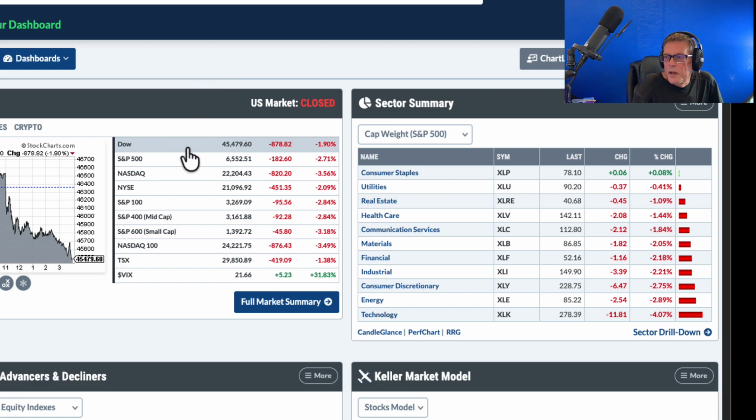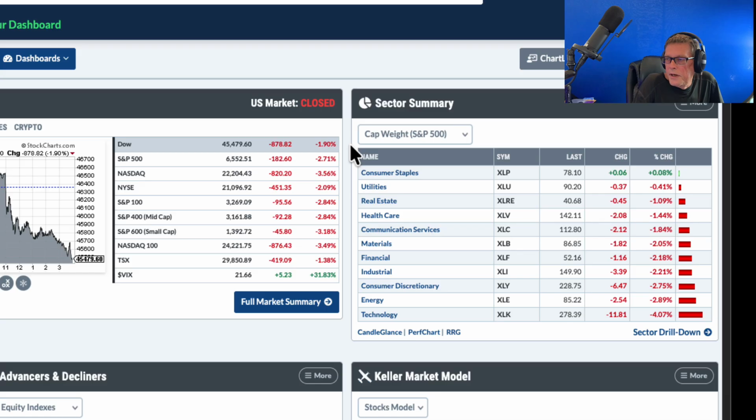So the Dow did close down 1.90% on Friday. The S&P 500 closed down 2.71%, and the NASDAQ closed down 3.56%. And we also saw a pretty big jump in the VIX, or the fear index, and it was up 31.83%, settling in at 21.66, which is above the line in the sand that I typically use of 20, where we're starting to see fear enter back into the market.